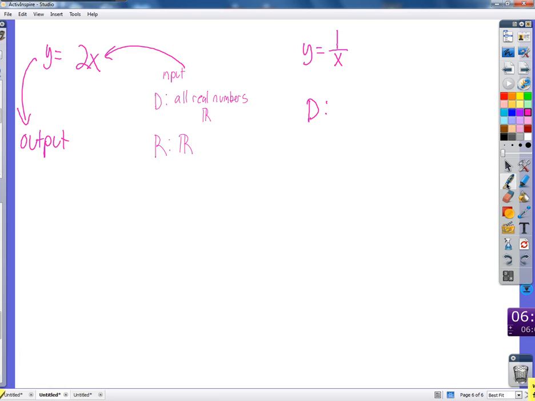Decimals, can we divide by decimals? Yeah. Divide by negative numbers? Negative decimals? Yeah. Negative fractions? Really big numbers? Really small numbers? Is there anything we can't divide by? It's out there. It's in at least one of your brains. There is a real number you cannot divide by.